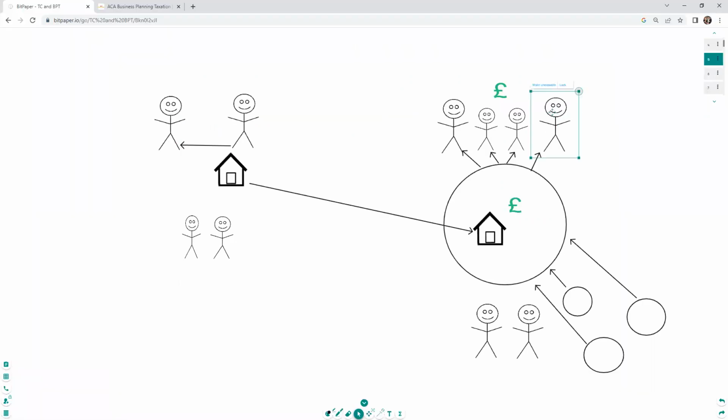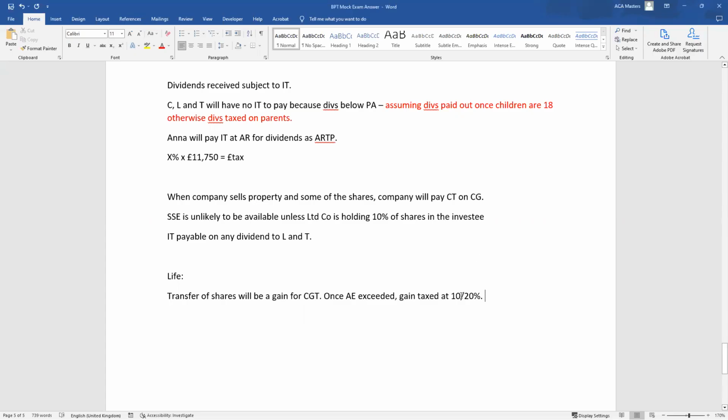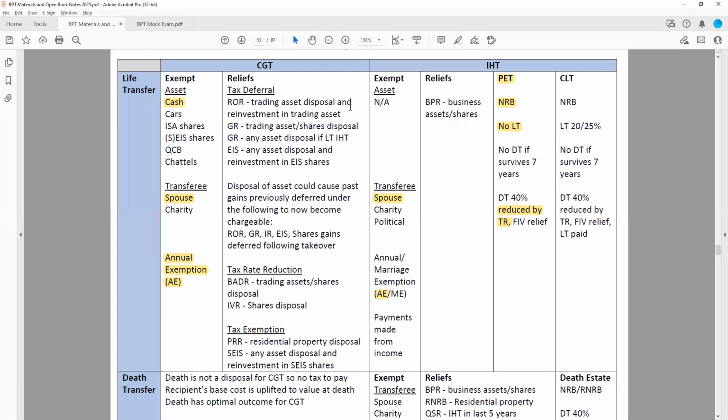Of course we know one of them hasn't used their band and the other has. So you could say 10% for Kira, and 20% for Anna. So that's what would happen for a lifetime transfer.